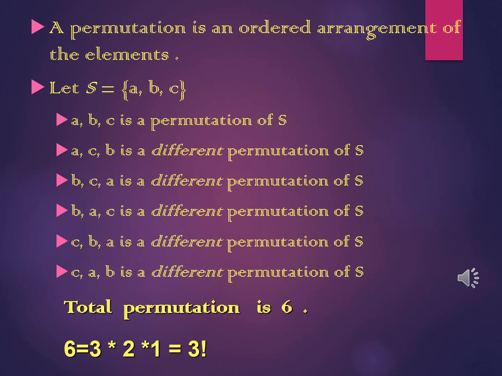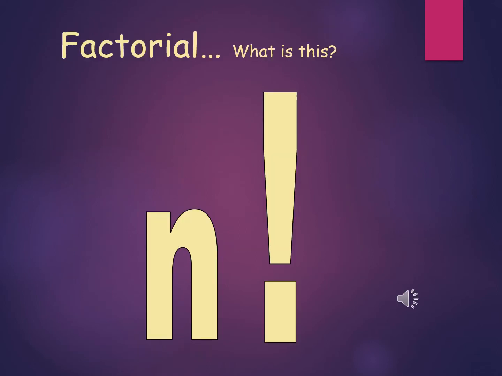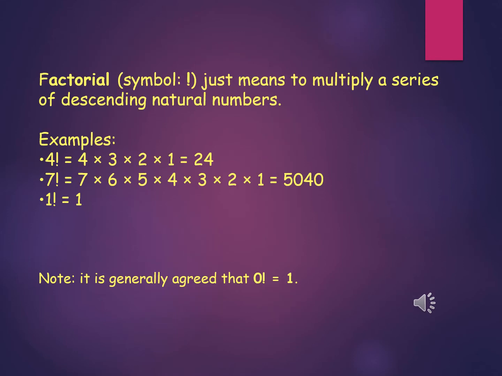Now let's get into the math of this. Let's read the symbol. What is the symbol called? Exclamatory mark. It's factorial. So n factorial. What is this n? N is any number. Now how do we find this factorial? What is the meaning of the symbol factorial? It just means you multiply a series of descending natural numbers.